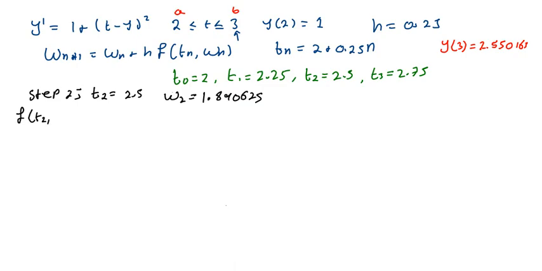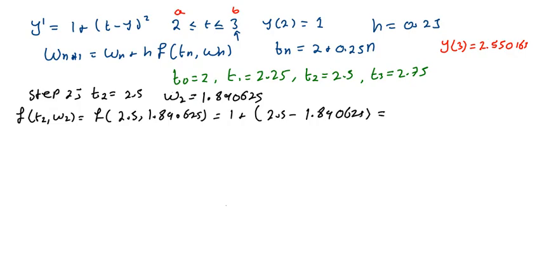So it simply means here, once again, all we have to do is to say f of t2 comma w2 will be equal to f of 2.5 comma 1.890625, which is equal to 1 plus open bracket your t, which is 2.5, minus 1.890625, and this is going to give you something like 1.37133791.